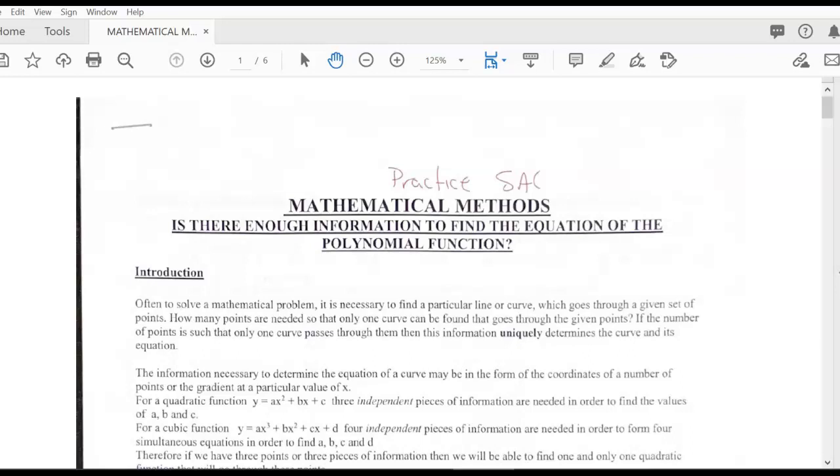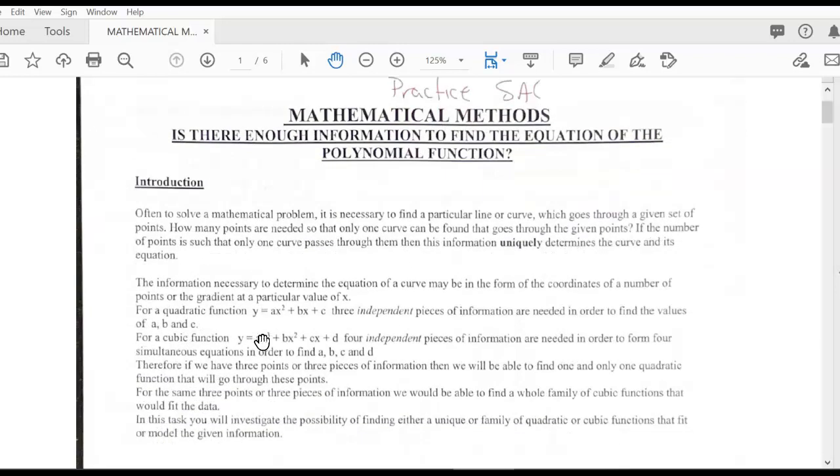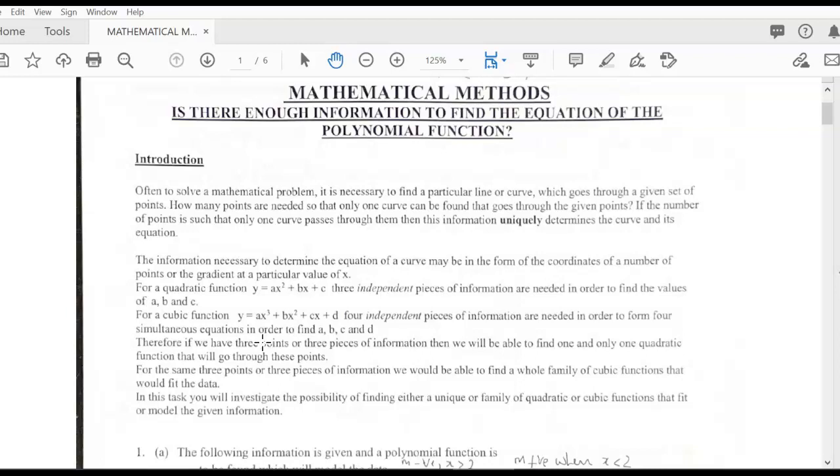So the big question we have for this revision sheet is: is there enough information to find the equation of a polynomial function? I'm going to read through the introduction because, even though I know you can read, I can elaborate on some things that might not make sense.